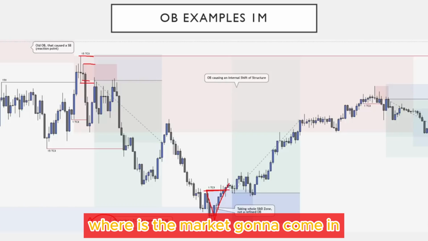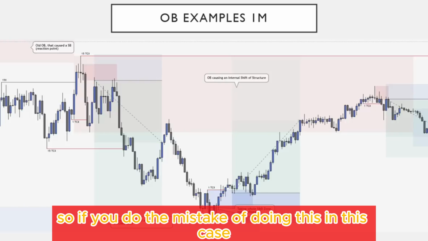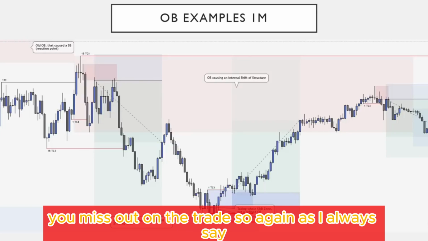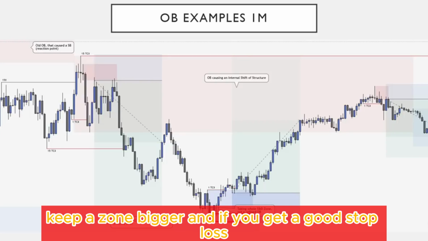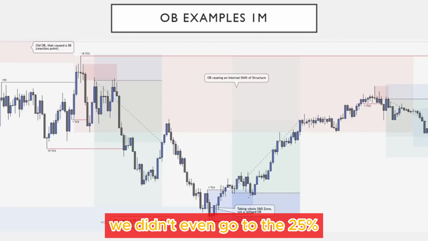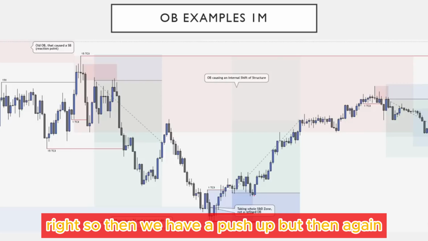Again, where is the market going to come in? So if you do the mistake of doing this, in this case, you miss out on the trade. So again, as I always say, keep a zone bigger. And if you get a good stop loss, just enter the trade. Because in this case, we didn't even go to the 25%. Right? So then we have a push up.